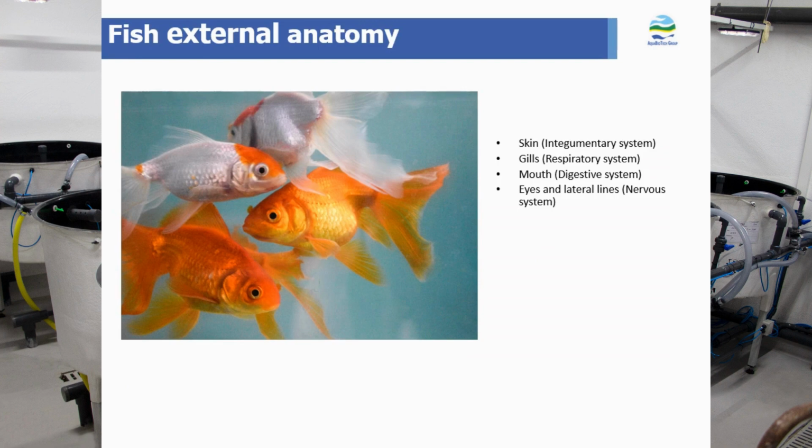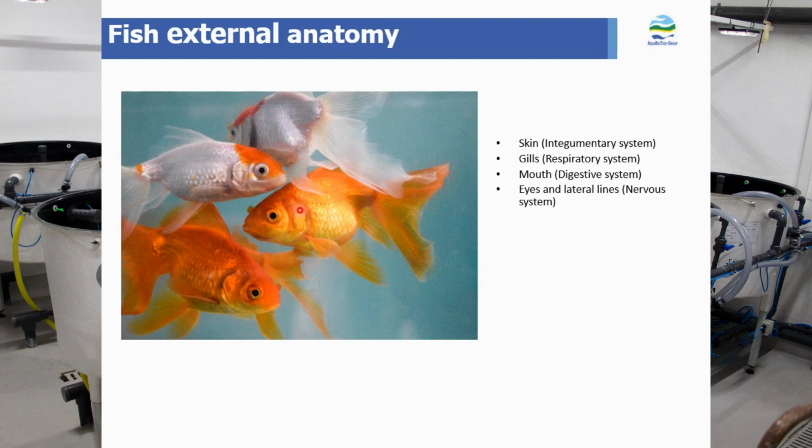Since we will be talking about fish health, I will refer to these concepts quite often, so it's better to clarify them now. Skin, technically called the integumentary system, is the tissue that covers the whole fish surface. One of the main characteristics of fish is that their skin forms scales, very hard structures that give them extra protection.